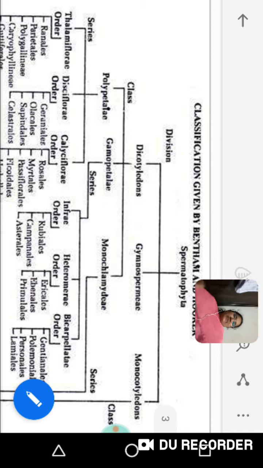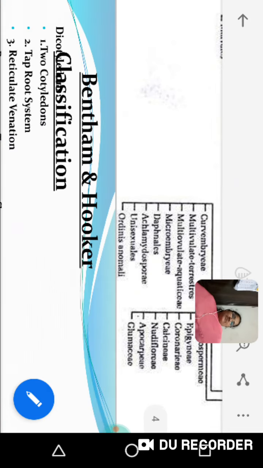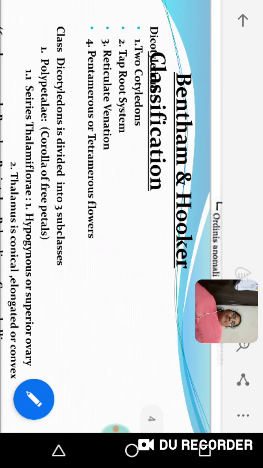So what are the names of the classes? Dicotyledons, Gymnosperms, and Monocotyledons. Let us see one by one. So all the plants which are categorized under Dicotyledons should show 4 characters. Based on these 4 characters, they are kept under Dicotyledons. Now we will see what the 4 characters are.